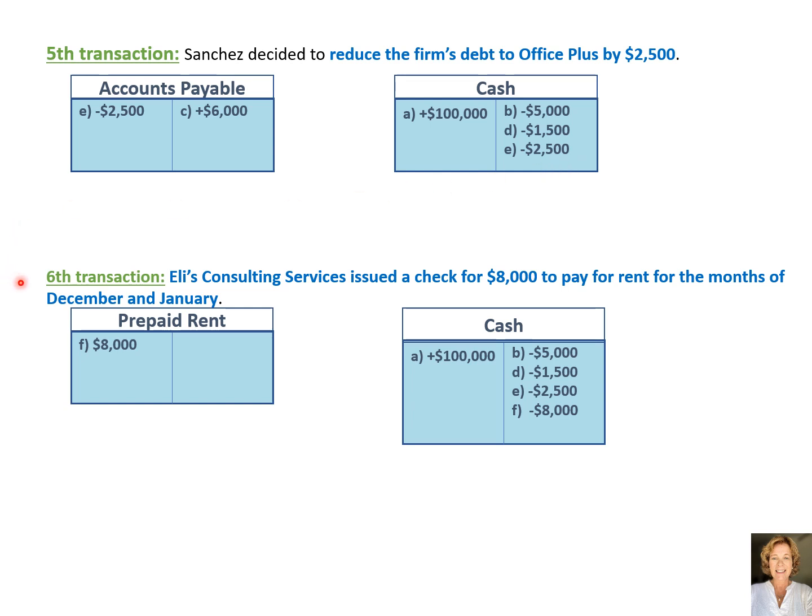The sixth transaction, Eli's Consulting Services issued a check for $8,000 to pay rent for the months of December and January.